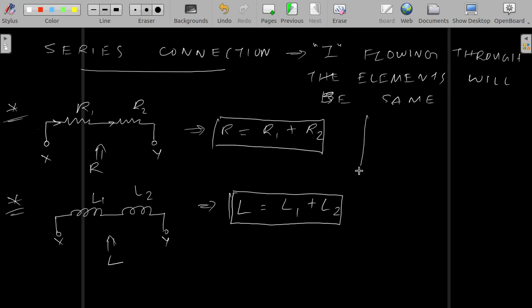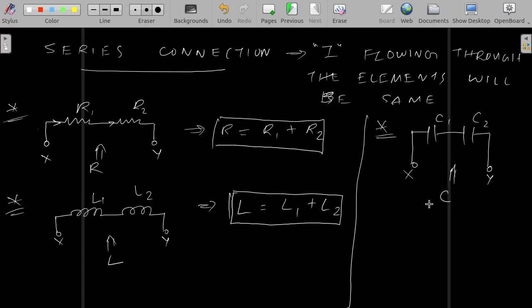Okay. Then which is the third passive element that we had considered? The capacitance, right? C1, C2, X, Y, C. What will C be equal to? C won't be equal to C1 plus C2. No, it will be 1 by C1 plus 1 by C2. Right. C will be 1 by C1 plus 1 by C2.